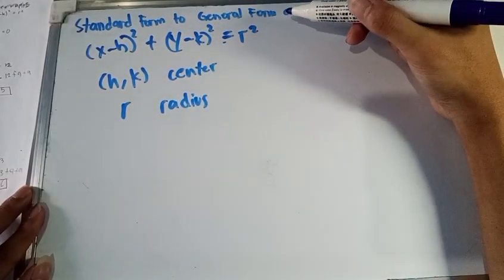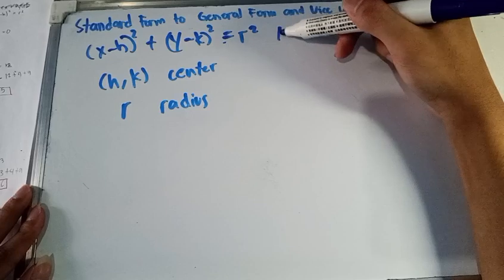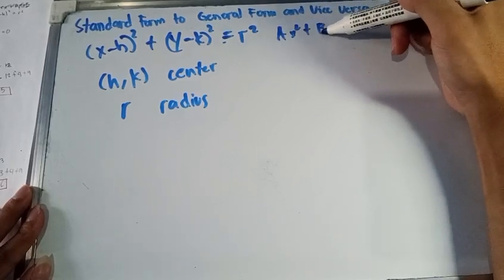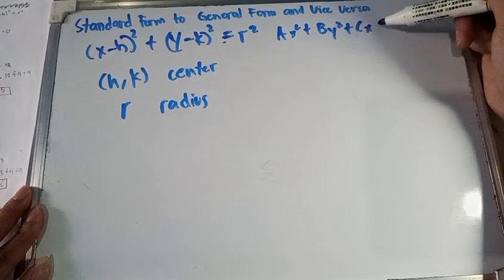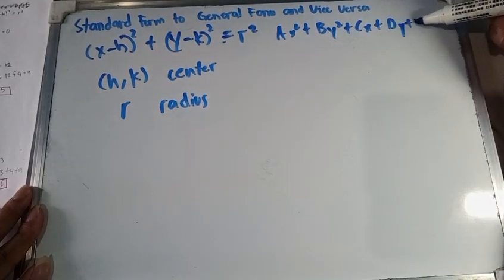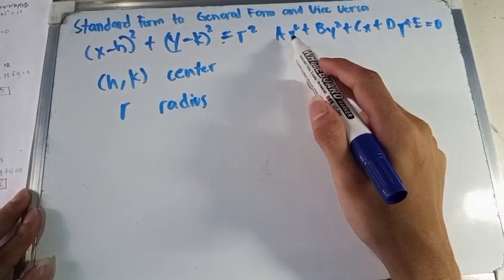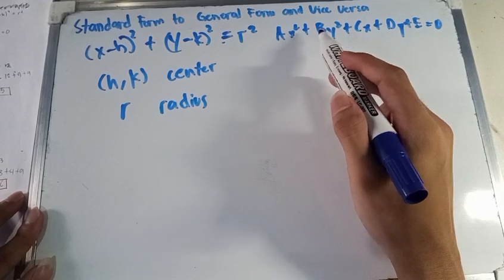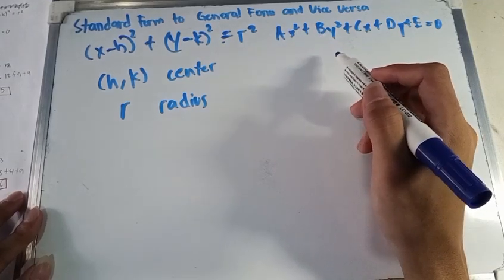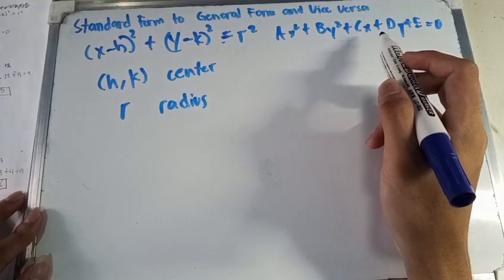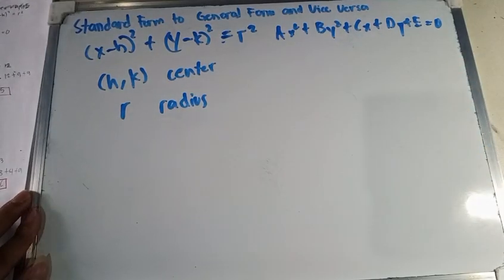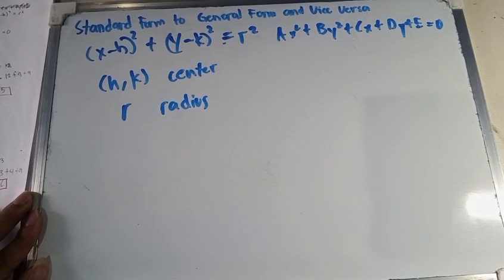While general form is given as ax squared plus by squared plus cx plus dy plus e equals 0, where a is the coefficient of x squared and b is the coefficient of variable y with the power of 2, c is the coefficient of x with the power of 1, d is the coefficient of y with the power of 1, and e is the constant term. And it equates to 0, and that is important.